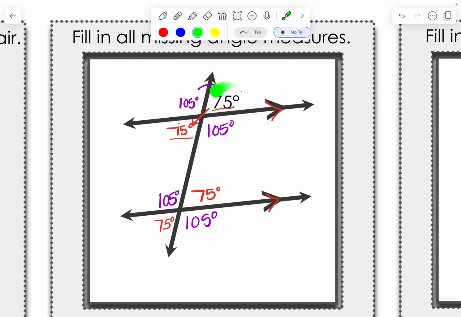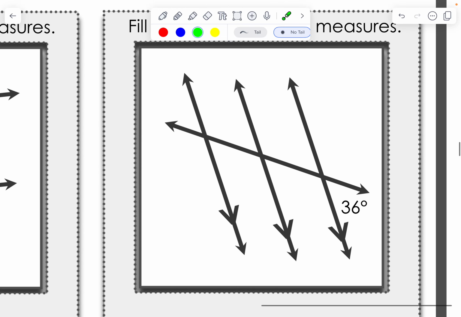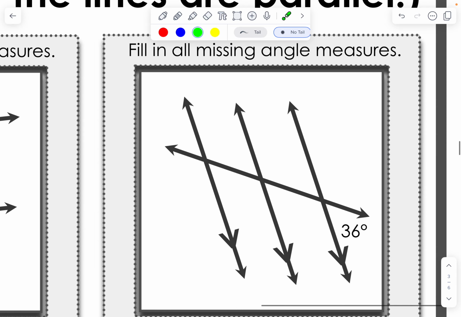Same thing over here. We have some different angle relationships. We have 3 parallel lines. All 3 are parallel. You can tell from these little arrows here. And then that means that this is our transversal. So now we're going to use different angle relationships to help us solve.